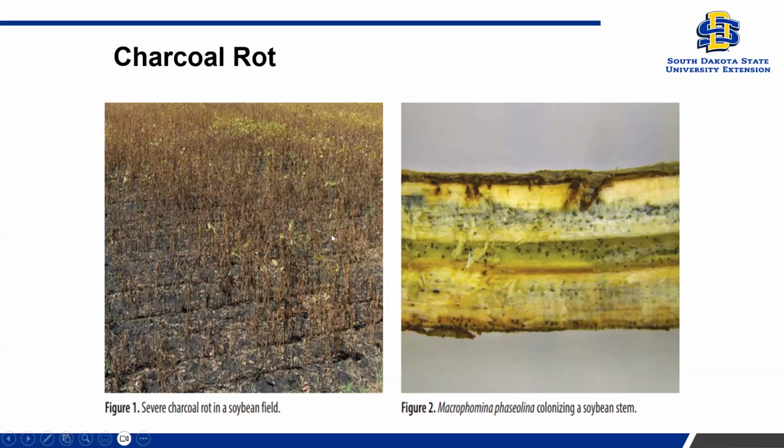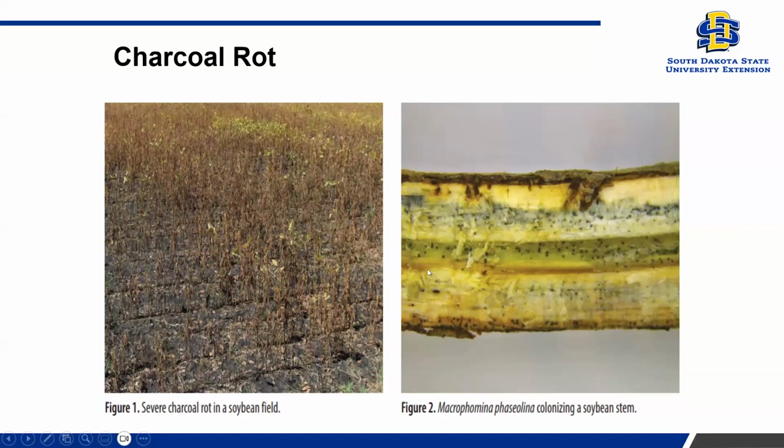One of the hallmarks of charcoal rot is that the leaves actually remain on the plant after senescence, or after death, and you can kind of see that in the picture. The other way to identify charcoal rot is by splitting stems and looking for the black spots that you can see on the right side of the screen in that picture.